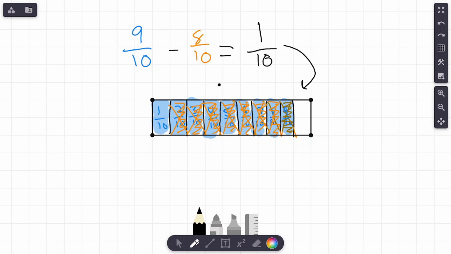If you didn't have a chance, or if you're still a little bit confused, check out our teaching video for subtracting fractions in the description below. That is really helpful to get you to where you need to be.